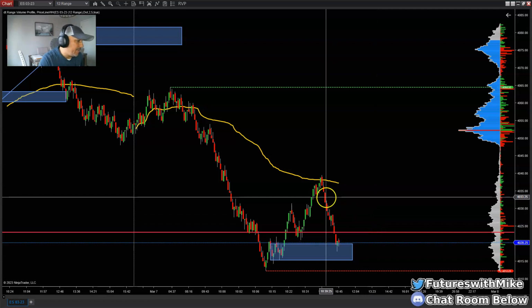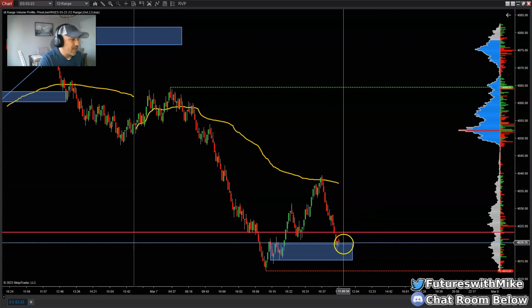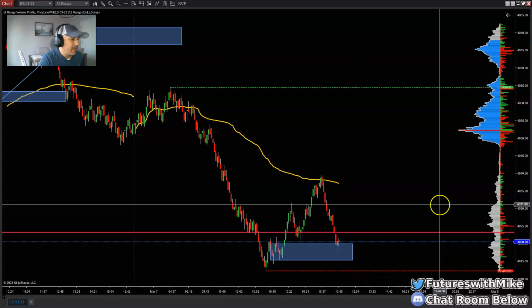I'm not saying it's going to happen, because you know how price action is. I mean, price can just push right through this zone here and keep pushing to the upside. All right, let's see.